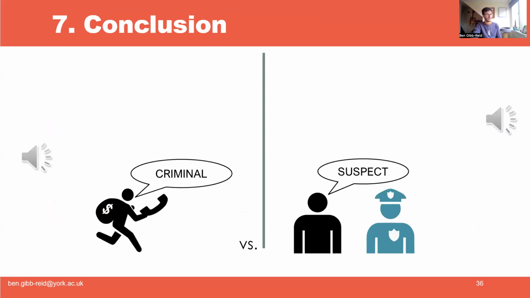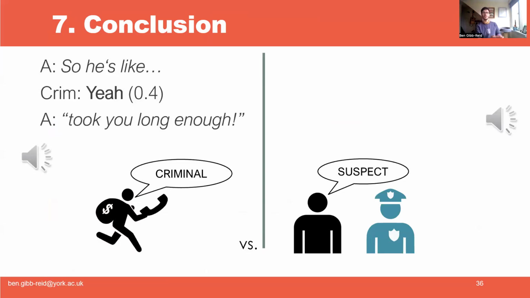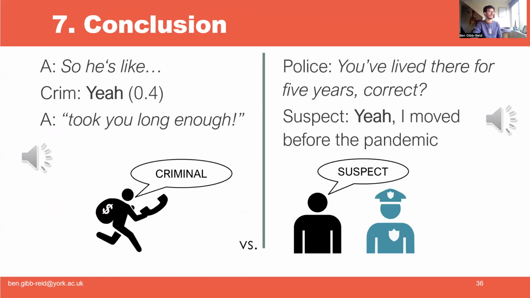So to conclude, if you had a case whereby you had a criminal sample and all of the yeah tokens were like this, so he's like, yeah, took you long enough. And in the suspect sample, you had the police asking a question, you've lived there for 5 years, correct? And the suspect says, yeah, I moved before the pandemic.